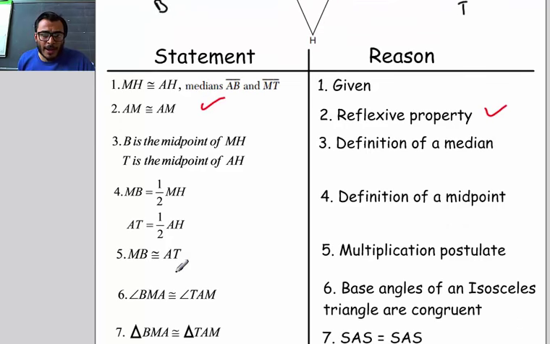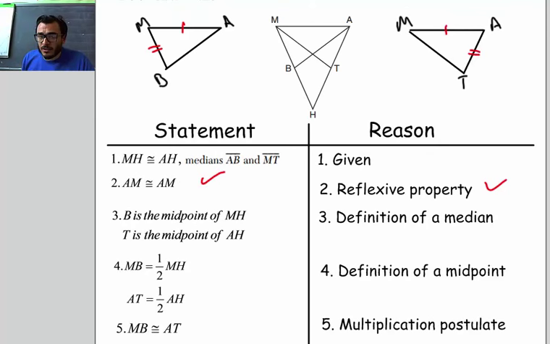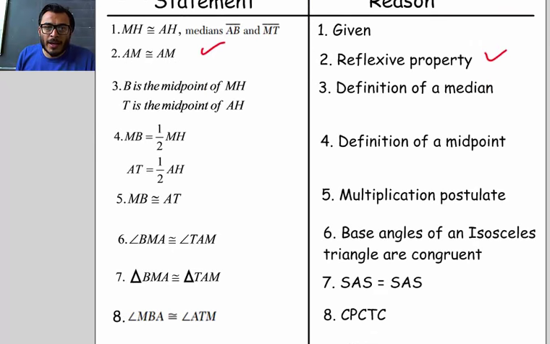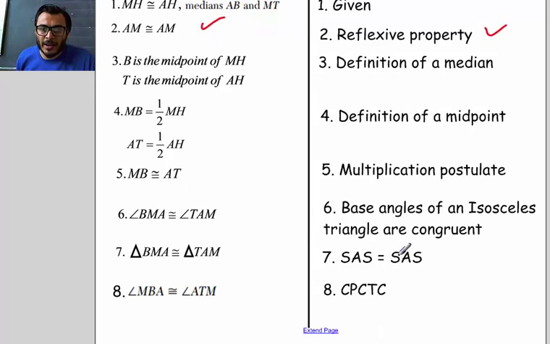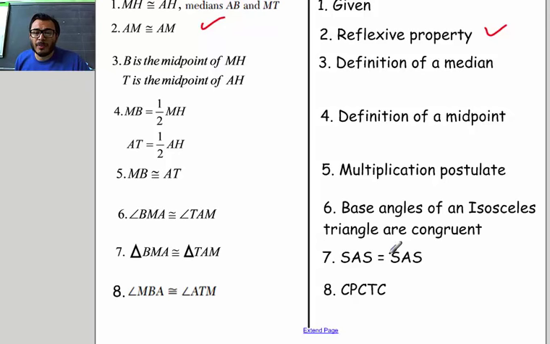Now, we can also say angle BMA is congruent to angle TAM because the base angles of an isosceles triangle are congruent. So remember that since this triangle is isosceles, this angle is going to be congruent to this angle, right? So we know this is congruent to that. So we got side angle side congruent to side angle side. And then that's why I ended up saying the triangles are congruent by side angle side. And then, since the triangles are congruent, the corresponding parts are congruent. That's how I get my eighth statement. So angle MBA, which is this angle here, is congruent to angle ATM because of CPCTC.